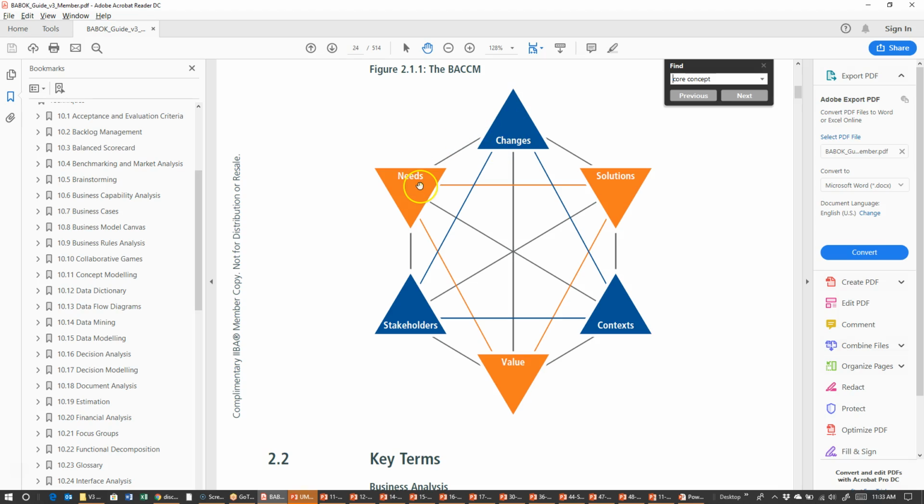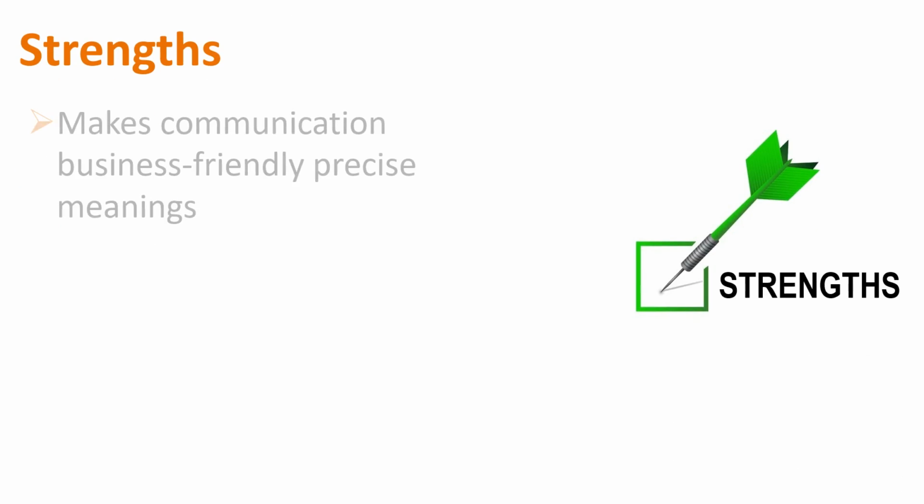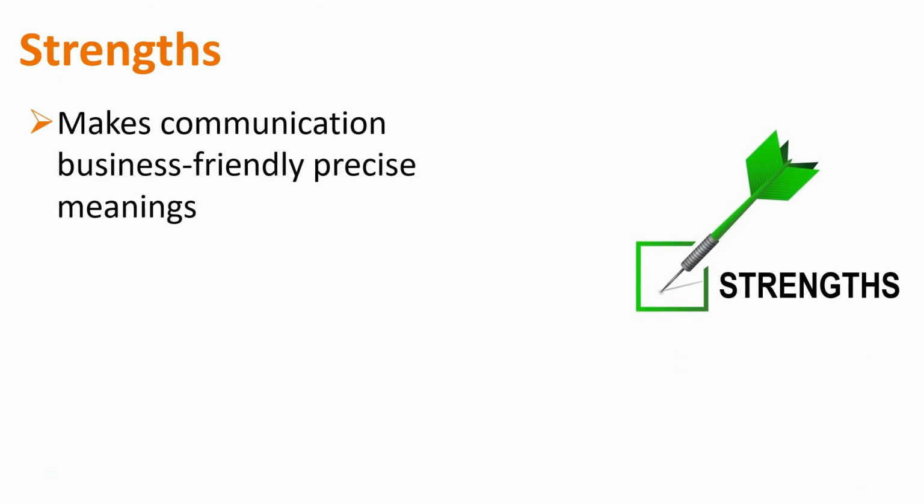Changes are caused by needs. Needs are met by solutions. Solutions meet the needs. Needs are defined by stakeholders. Stakeholders have needs. Really high level stuff, okay? So that's what a concept model is all about. It's not a scope model, it's a concept model.